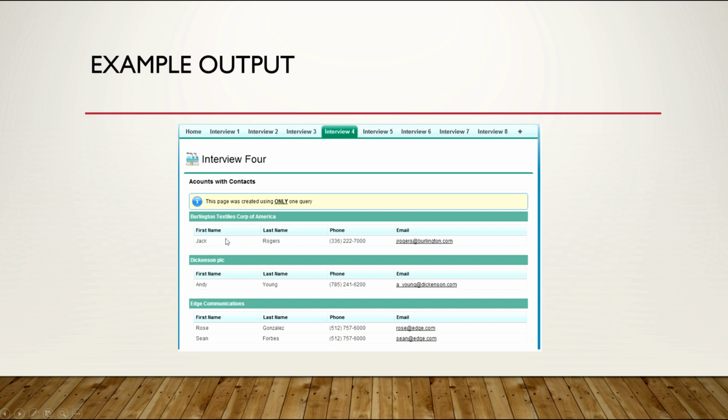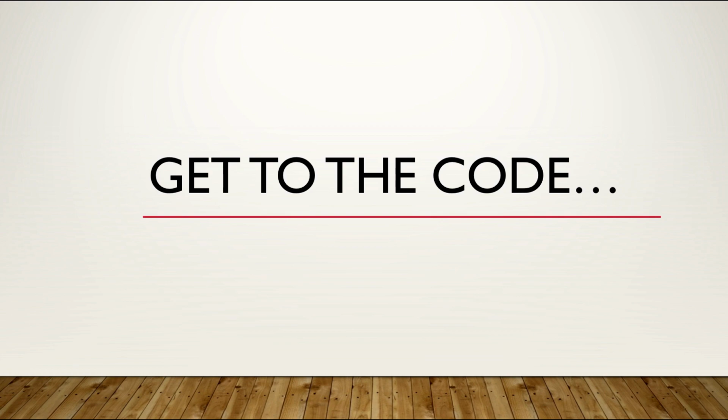So as you can see, we have different accounts such as Burlington Textiles Corp of America, Dickinson PLC, Edge Communications, and below each one of these accounts, we have contacts associated with these accounts. Some accounts have one contact, some of them have multiple contacts. And what we basically just need to do is display all of the accounts as well as the associated contacts for those particular accounts. That's pretty much it. So without further ado, let's jump right into the code.